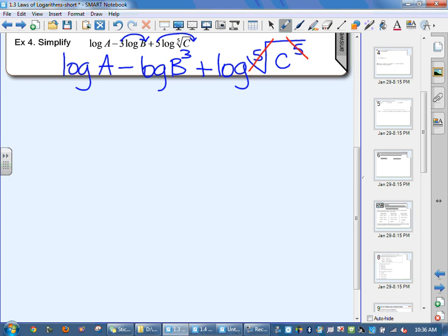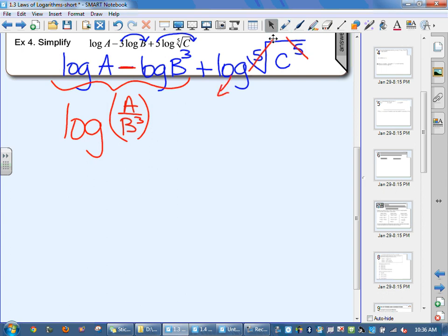The subtraction sign means I'm going to divide A and B. So it's going to look like this. Log A over B cubed. And because it's a fraction, it must go in brackets. And then I tack down the rest of the expression. Plus log of C. C is no longer under a radical.